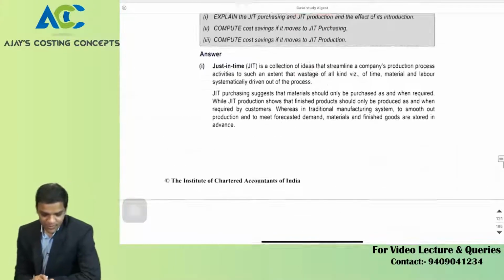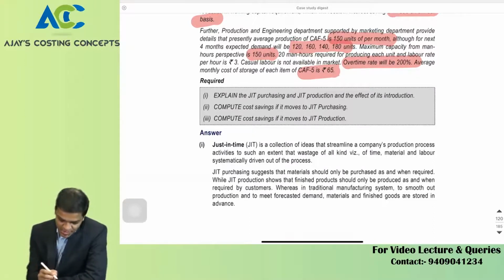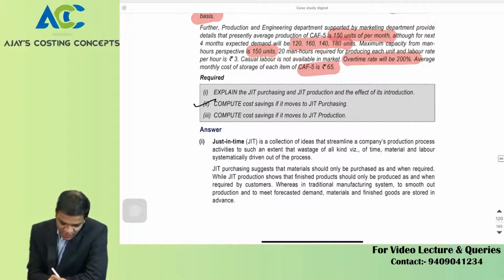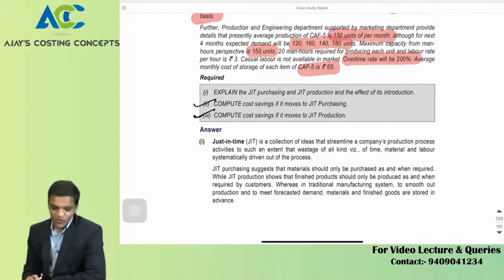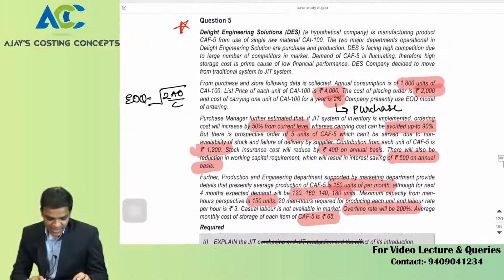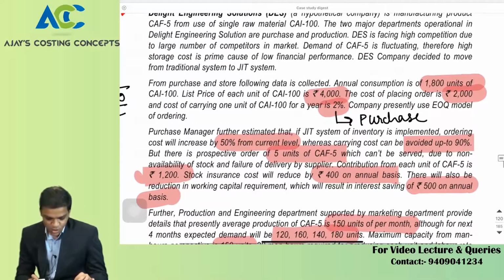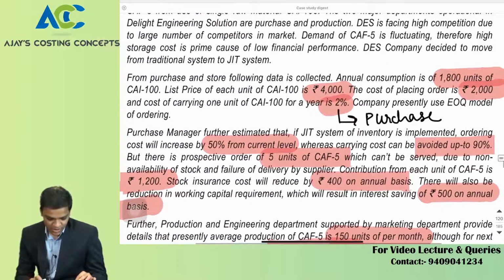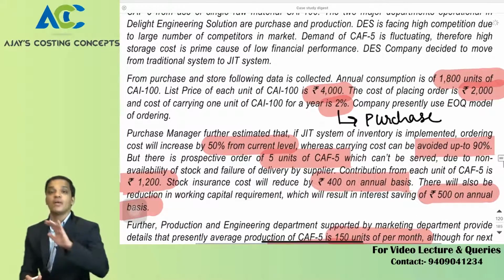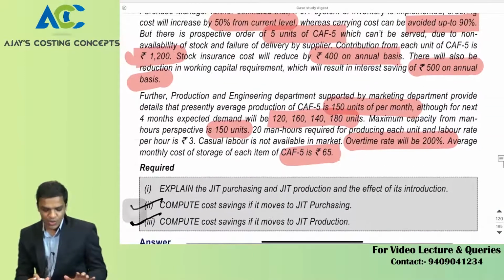Now, the second thing they are asking is to compute the cost saving if the company moves to just-in-time purchase and compute the cost saving if it moves to just-in-time production. Very, very important, these two questions are. What is the cost saving if I go for purchase? What is the cost saving if I go for production? If you understand the whole question, if I divide it into paragraphs, the second and the third paragraph are all about purchase. The fourth paragraph is all about production, right?